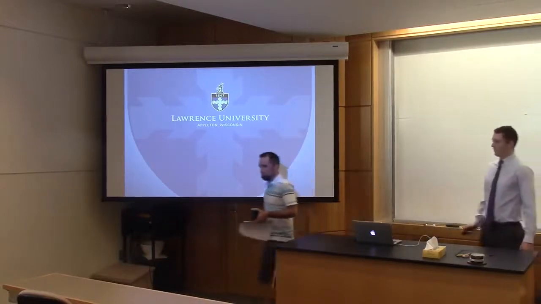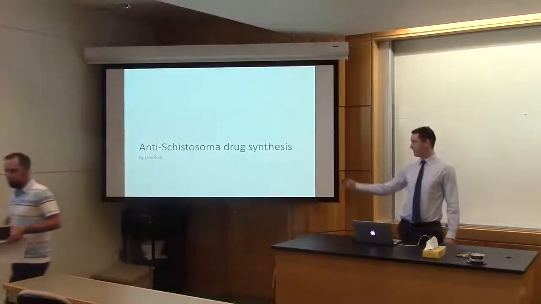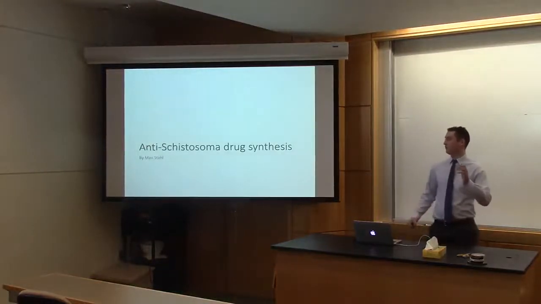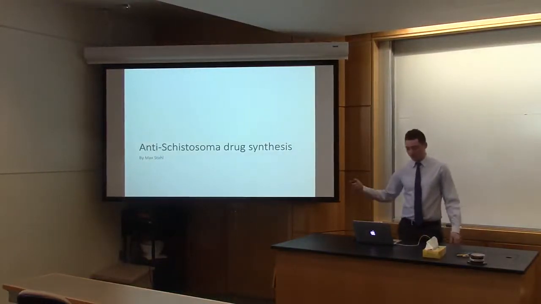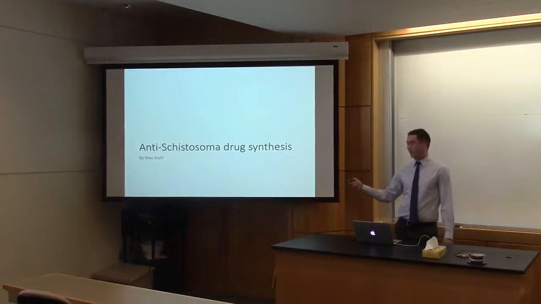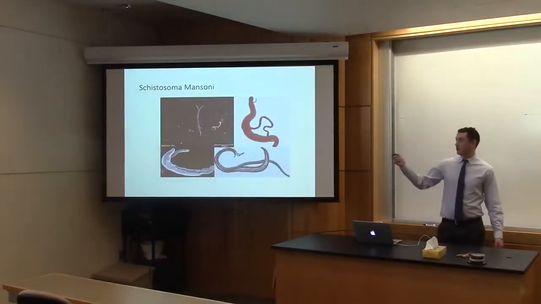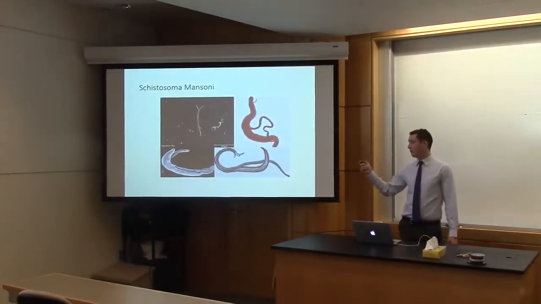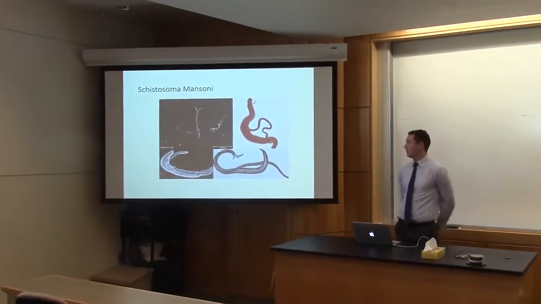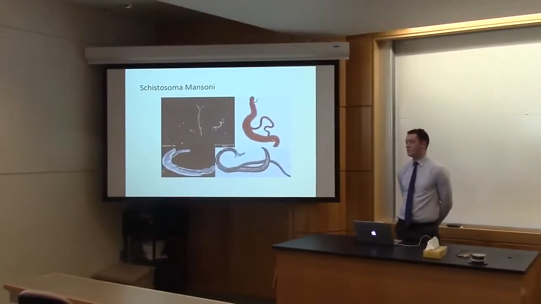Awesome. Hey everybody, my name is Max, and I'm doing my presentation on anti-schistosoma drug synthesis. So that's a really long word, so we're going to break it down at the very beginning. This is Schistosoma mansoni. It's a type of blood fluke, commonly found in Africa. There are many different types of schistosoma, but this is the one that we're going to focus on here today because it's the most prevalent.